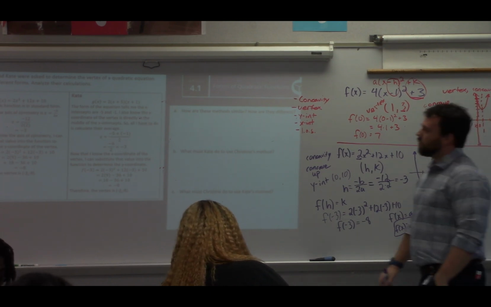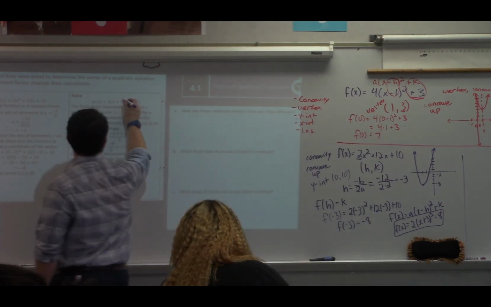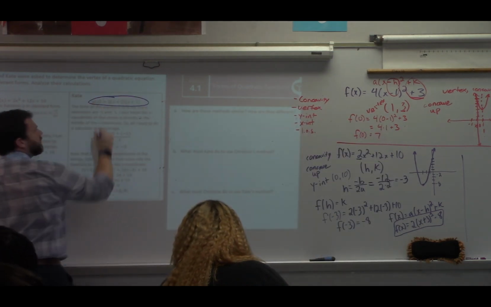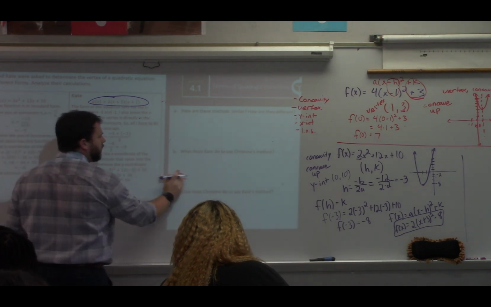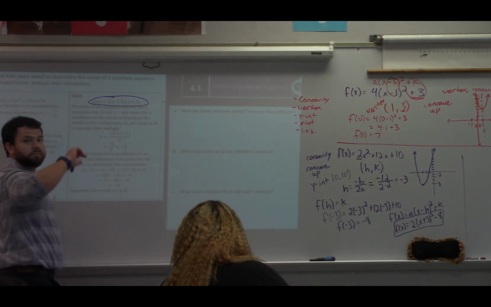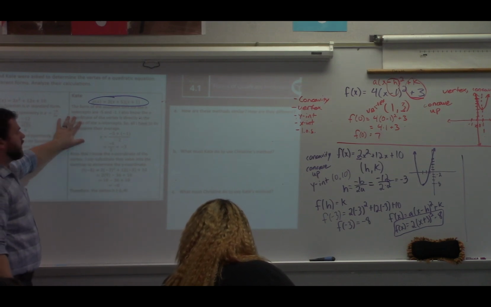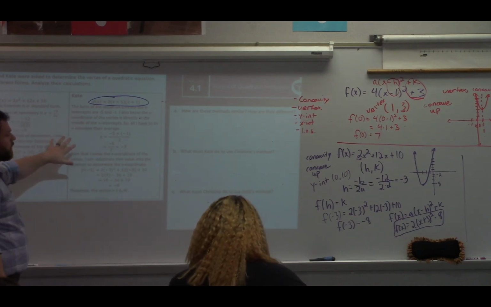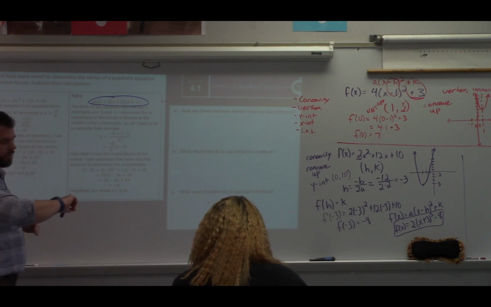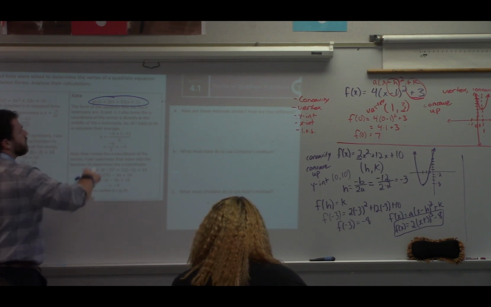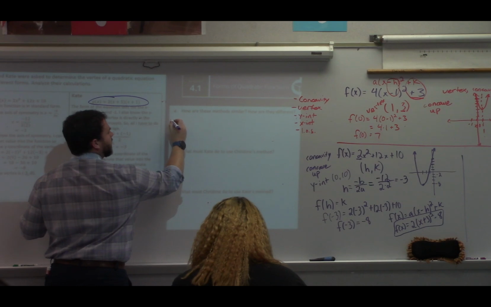The last thing I want to point out here is Kate. Really quickly with Kate. What Mr. Hobby's passing out is this right here. It's based on something in the book, but I slightly changed it to be better for learning. Kate, what form of the equation does Kate have?